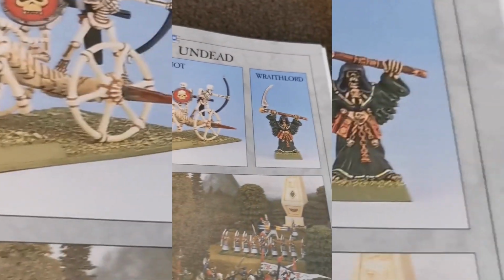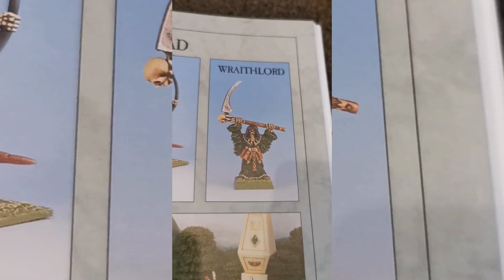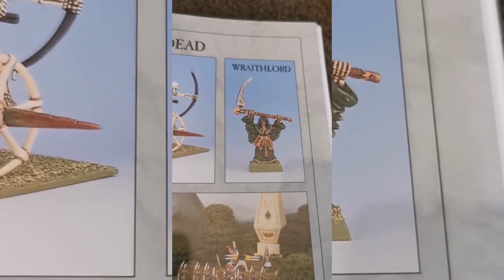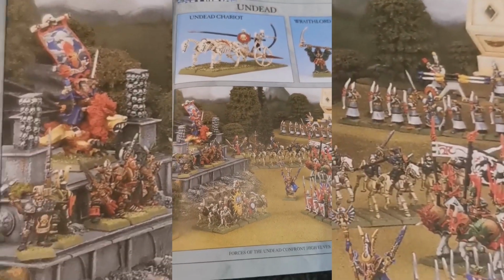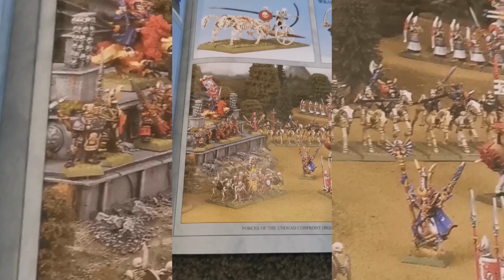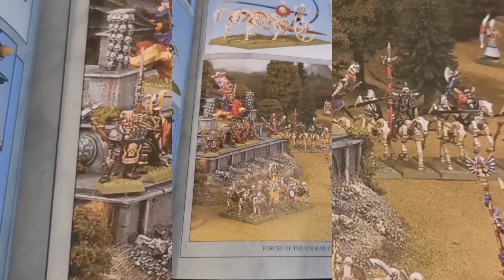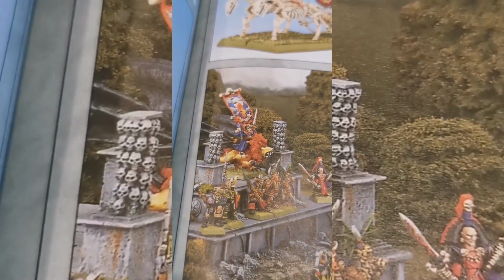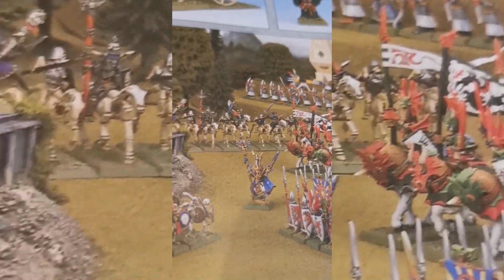You've got the Undead Chariot, the Wraith Lord, which I remember wishing there was actually a Wraith Lord as a hero, which would have been brilliant, but they never actually had a Wraith Lord in the character section. Here we've got the Force of the Undead confront the High Elves with all the brilliant, vibrant schemes, including Dieter Helsnicht there, mounted on his Manticore, and some of the old classic Necromancer horseman models.